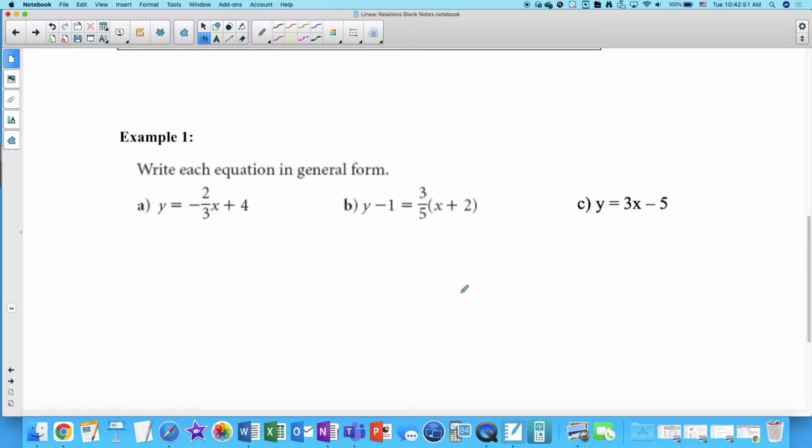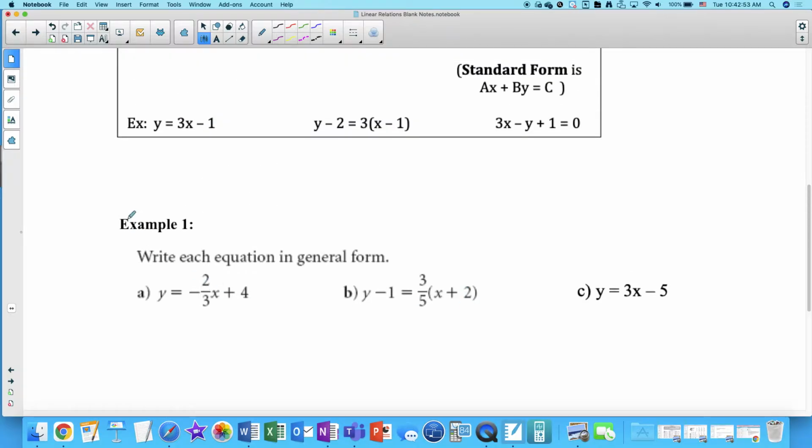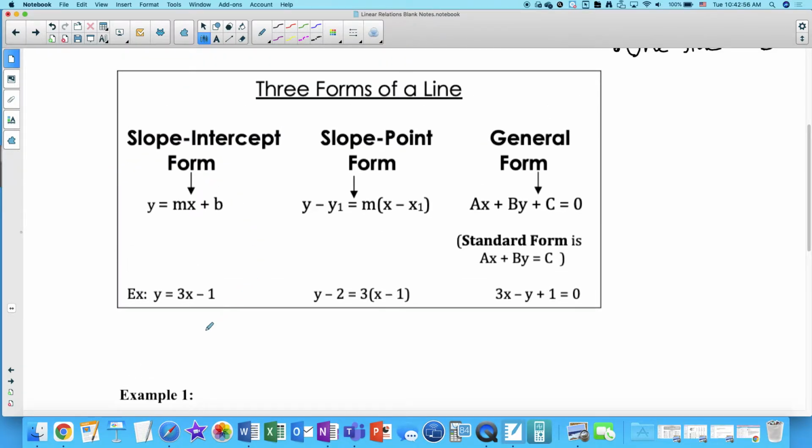So write each of these equations in general form. Actually, before I say that, you have an example right here of something in slope-intercept form, something in slope-point form, and something in general form.